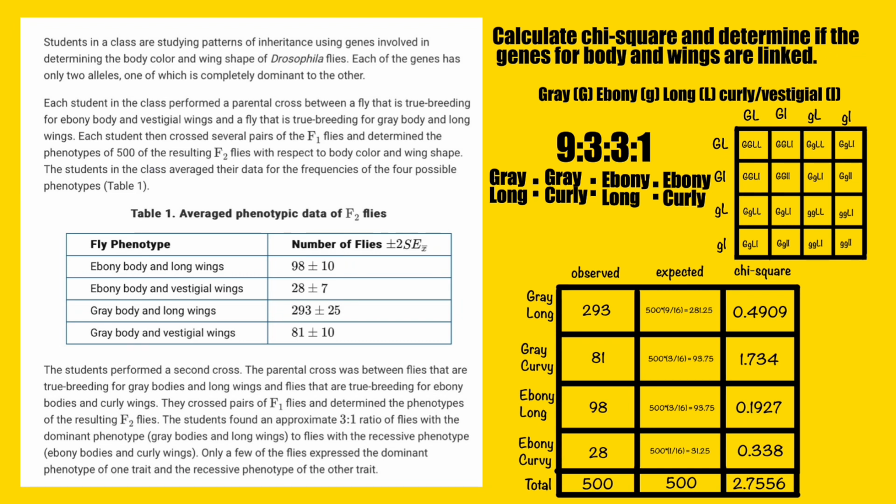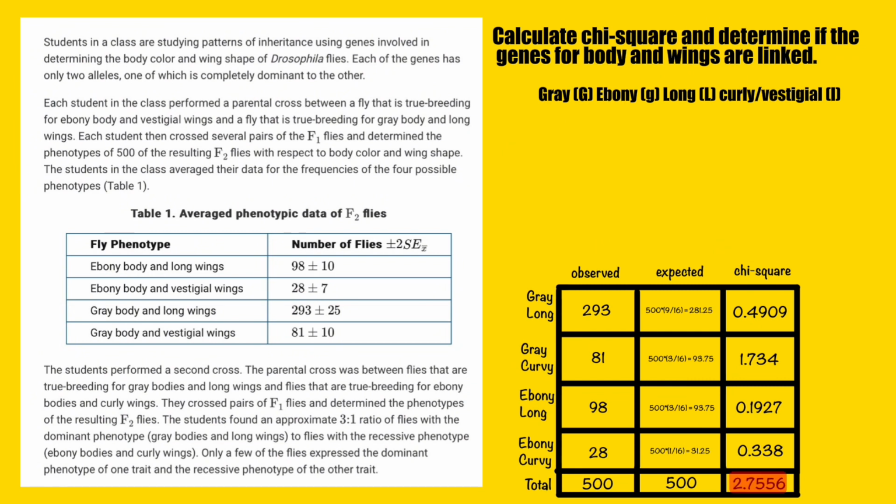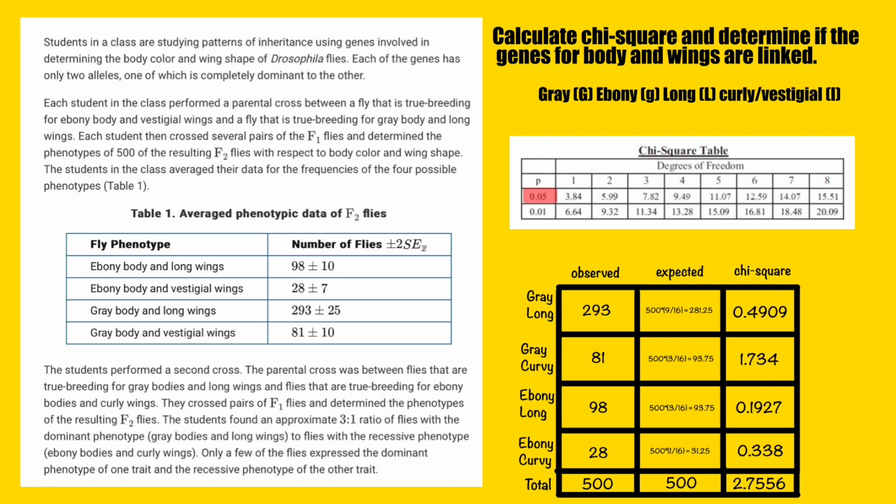It's 9 over 16 because 9 plus 3 plus 3 plus 1 equals 16, and 9 out of these 16 is gray body and long wings. And you would just do the same thing for the other 3 categories, and at the end you would use the chi-square formula and add all the values up together to get the chi-square value. Since it doesn't tell you a p-value here, you would just go with 0.05.